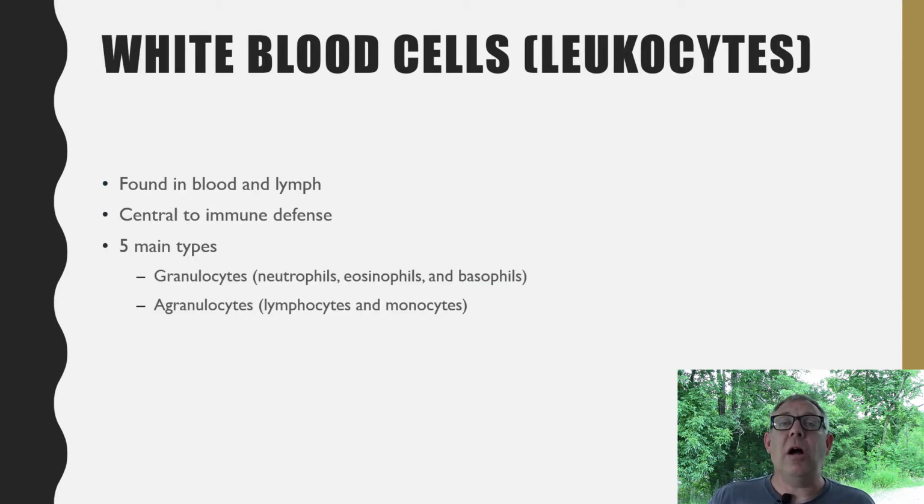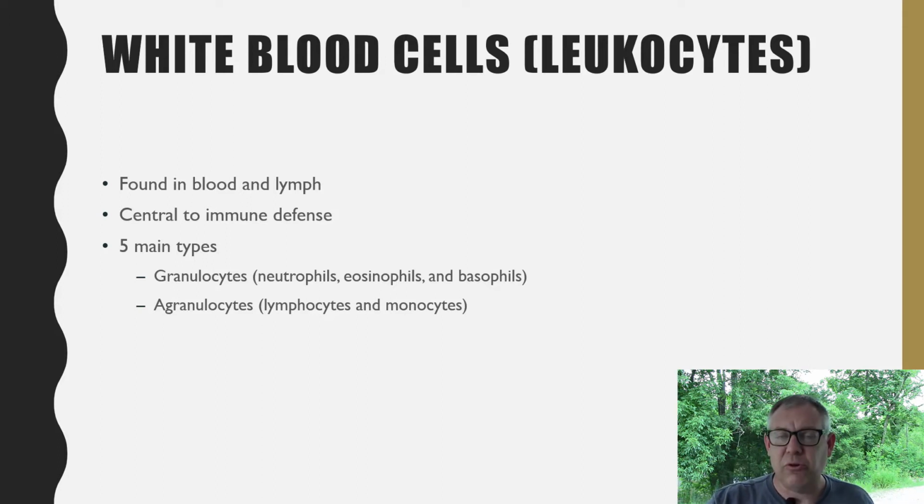And so let's talk about white blood cells for a second, because they are the functional unit of your immune system. They're also called leukocytes. Red blood cells can also be called erythrocytes. And so they're blood cells, so they're found in blood, but they're also found in lymph. And so the lymphatic system is an important location for these white blood cells. And like I said, they're central to the immune defense. And there's a lot of names here.